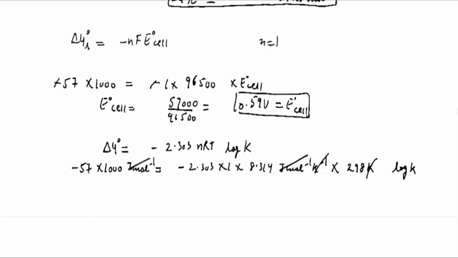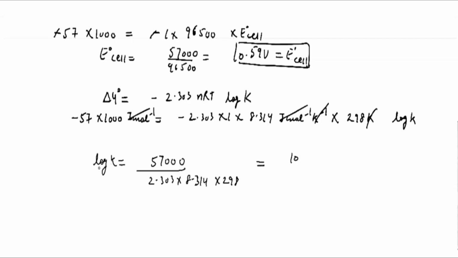So log K will be equal to 5700 divided by 2.303 into 8.314 into 298. This is equal to 10. So log K is equal to 10, which is log base 10. So K value will be 10 raised to power 10, because log base 10 K is equal to 10, and taking its antilog, K becomes 10 raised to power 10.